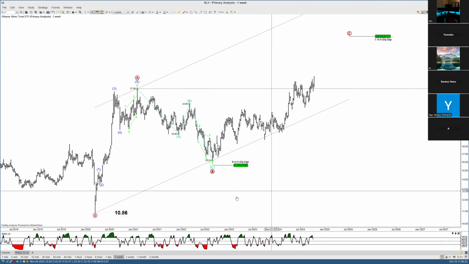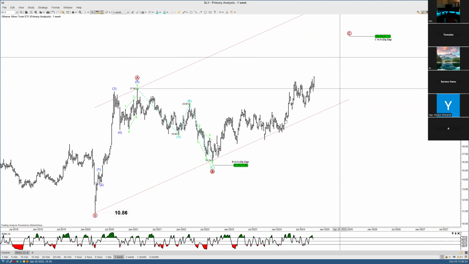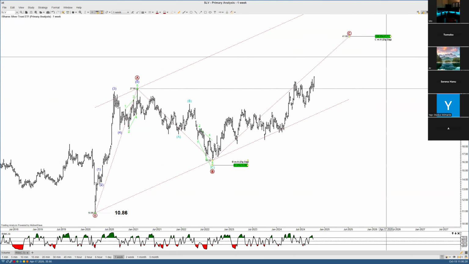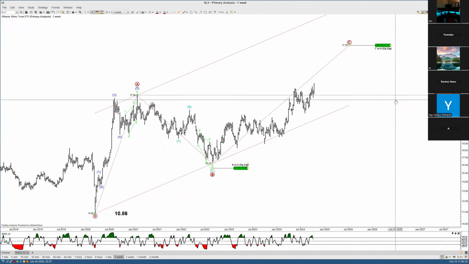So how do we get to 5 waves here? Okay, let's count. Leave the C there as is. So let's do some.